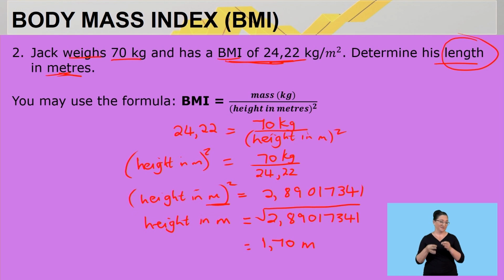Guys, let's run through this again. In this case, the BMI was given. I substituted correctly. I changed the subject of the formula because I was looking for the height in meters, right? So as soon as I simplified this part here, I ended up with 2,89017341. There was still my square. In order to get rid of that square, if I can put it that way, I did the inverse. I calculated the square root of 2,89017341. I've ended up with an answer of 1,70 meters. Guys, I hope that's fine to all of you.